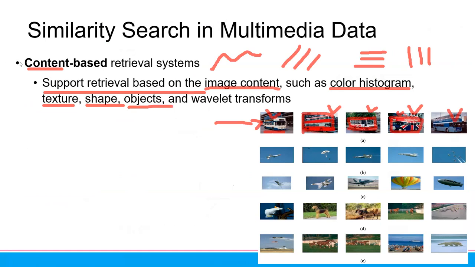Objects. As I mentioned, data annotation is necessary to define what the object is. For example, here I know that this figure contains an aeroplane. Maybe this is an aeroplane, this is an aeroplane, and this is an aeroplane. So it contains objects. And also we can use the wavelet transform. You already learned this mechanism.